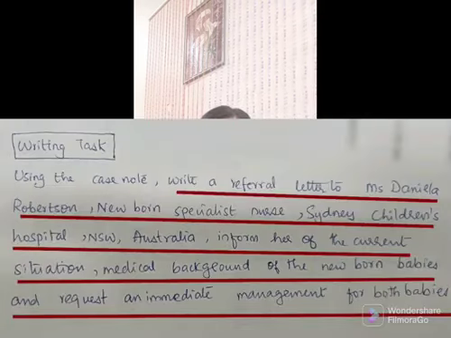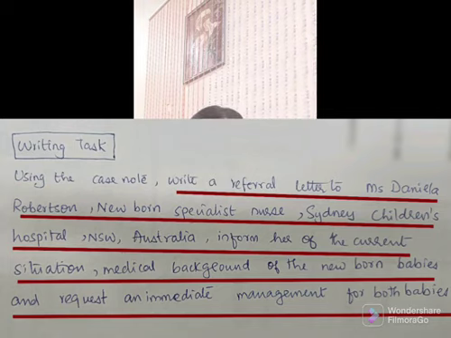Using the case note, write a referral letter to Miss Daniela Robertson, newborn specialist nurse, Sydney Children's Hospital, Australia. Inform her of the current situation and medical background of the newborn babies, and request immediate management for both babies. So this is the writing task for our case note. So we are going to write one letter with two babies' data and different nursing interventions. So we will see how the letter will be.